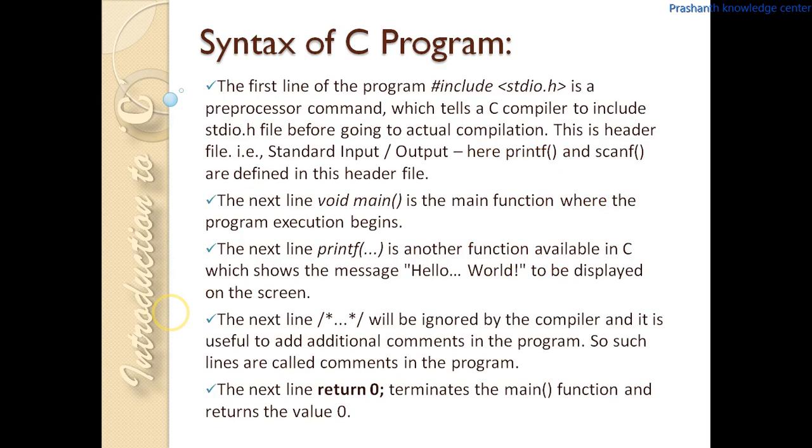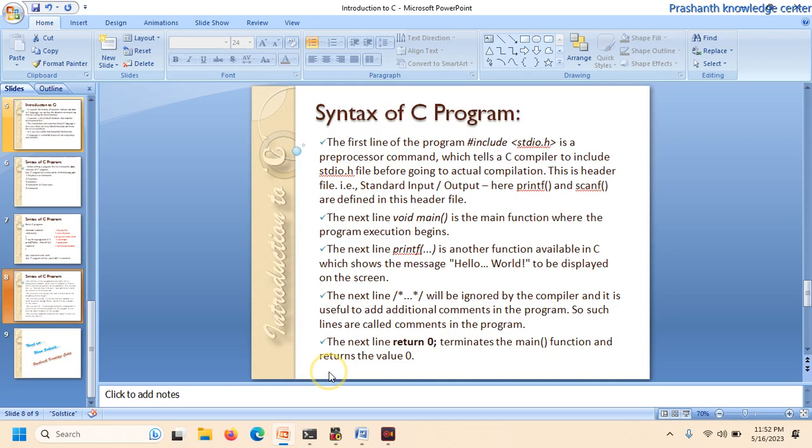These are the things I have explained just now. For example, this stdio.h is a header file, which means standard input and output. Printf and scanf are defined in this stdio.h header file. And this void main is the main function where the program execution begins. The next line, printf, is another function available in C, which shows the message written in between the double quotes. And as discussed, this is the comment section. And return 0 means it terminates the main function and returns the value 0.